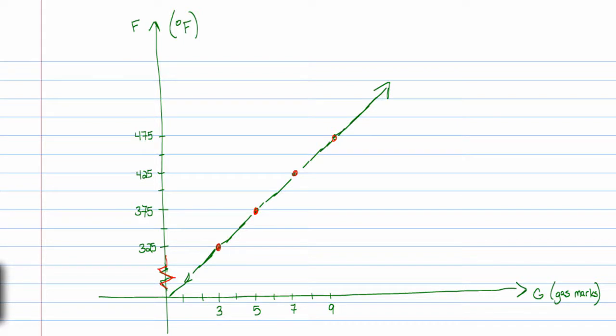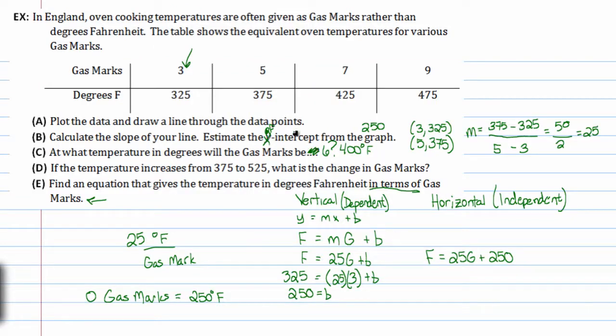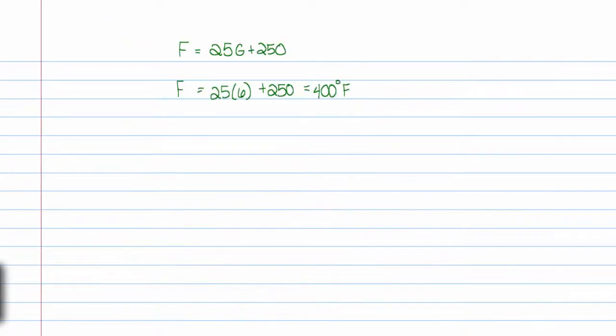Let's see what the other sub-problems are here. If the temperature increases from 375 to 525, what is the change in gas marks? Okay, that's a fair question. Well, I know that there's a couple ways you could do this. You could do a mathy way, or you could do some logic. I know that for every increase of 25 degrees Fahrenheit, it increases by 1 gas mark. So really what I'm asking is, how many sets of 25 does it increase by when it goes from 375 to 525?